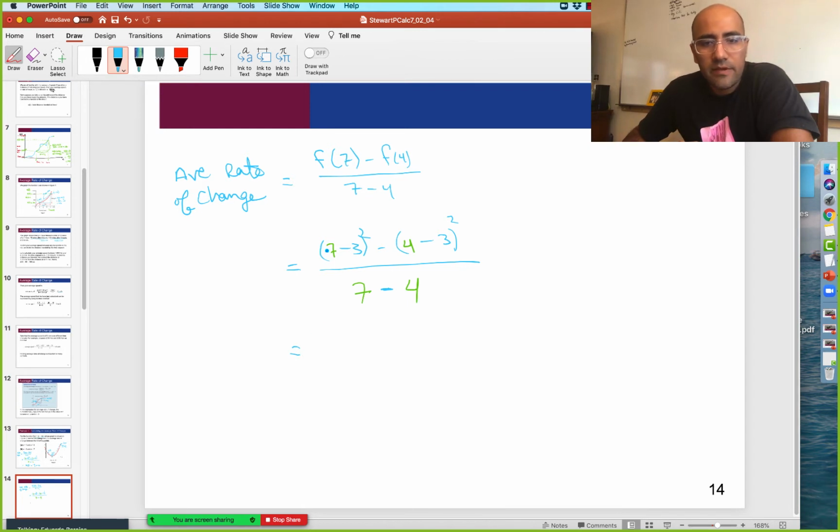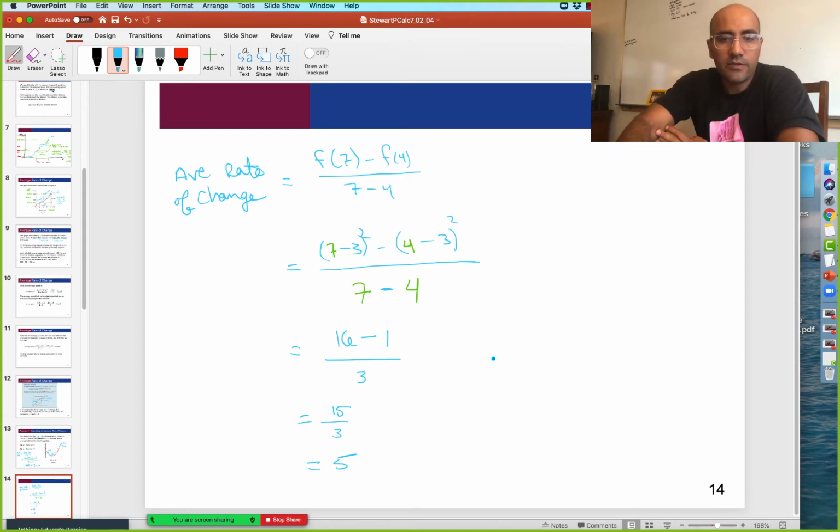Okay, that's going to be 4 squared is going to be 16, minus 1 squared is going to be 1, all over 3. So I get 15 over 3, which gives me a 5. Good. So we get an answer of 5. Any questions? Really the biggest thing is to get used to this notation.